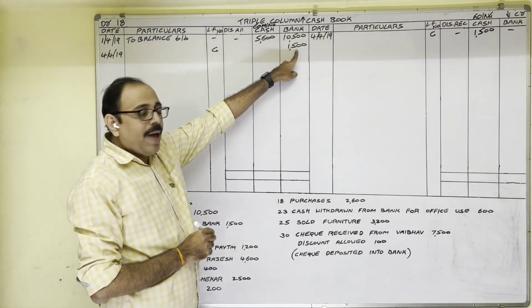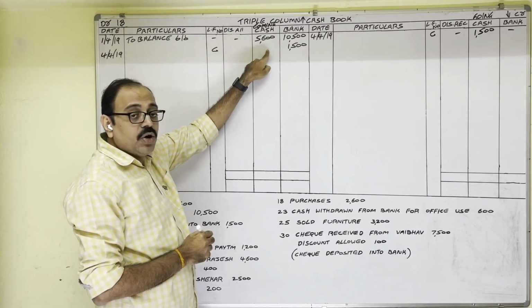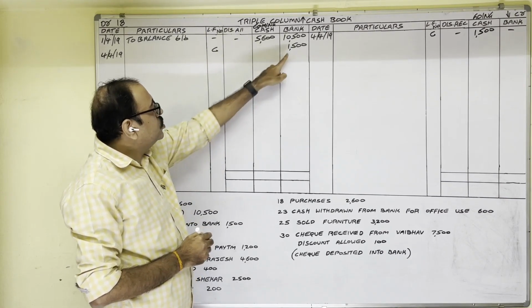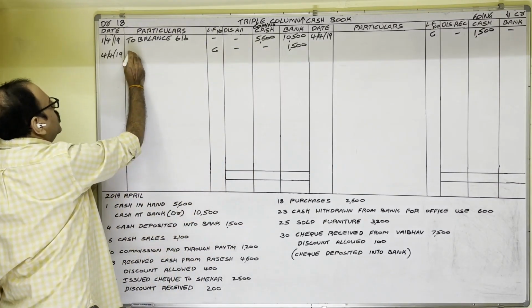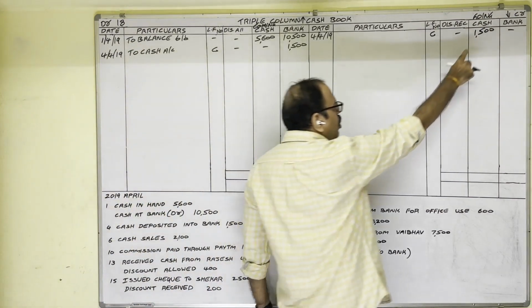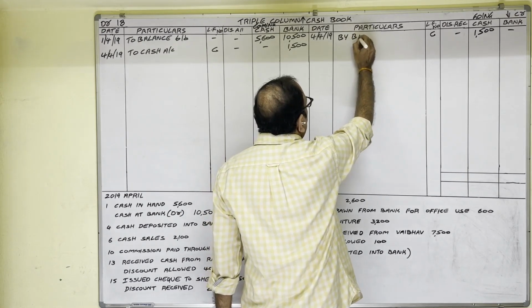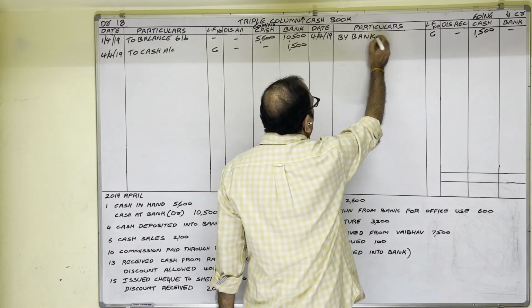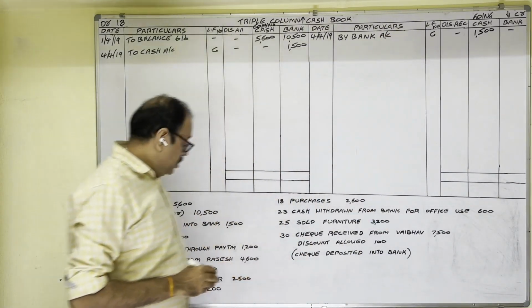We wrote the amount in the bank column now, so we should write cash. If you write the amount in the cash column, we should write bank. So in the bank column we wrote, therefore in the particulars column, to cash account. Credit side, in the cash column we wrote the amount. So here we have to write by bank account. If you write the amount in the bank column, here you have to write by cash account.